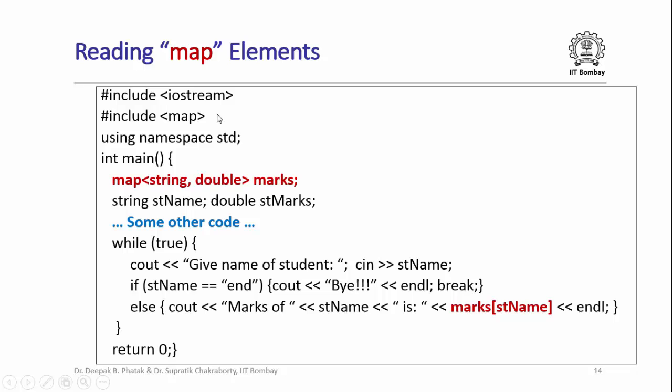So we have seen how to write elements in a map. How do we read elements from a map? It's pretty much the same.